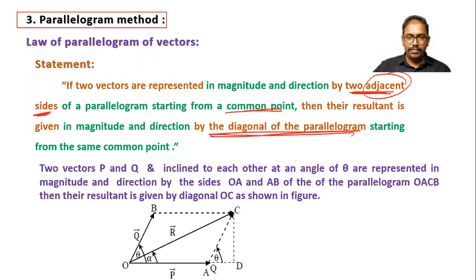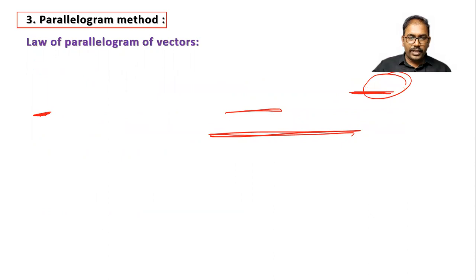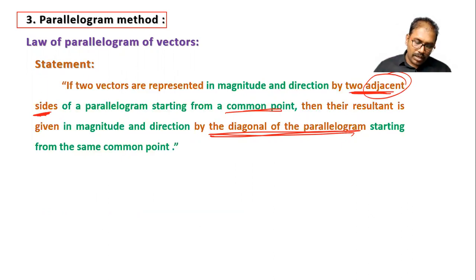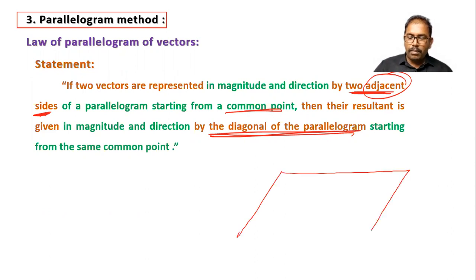Now let's see the diagram here. Let me draw the parallelogram for explanation purposes. Parallelogram, geometrically, is a quadrilateral whose opposite sides are parallel. Square is a parallelogram, rectangle is a parallelogram. But in a general parallelogram, there is no restriction on the angle. In a square and rectangle, every angle is 90 degrees, but here there is no restriction on the angles. The only thing is the opposite sides must be parallel. Then that is a parallelogram.